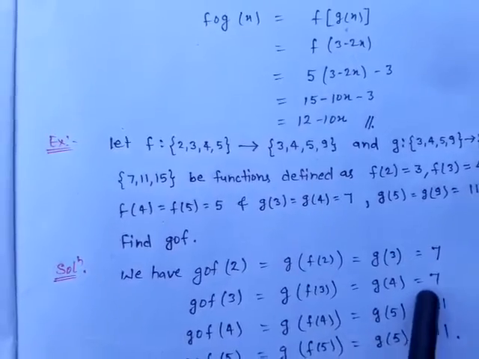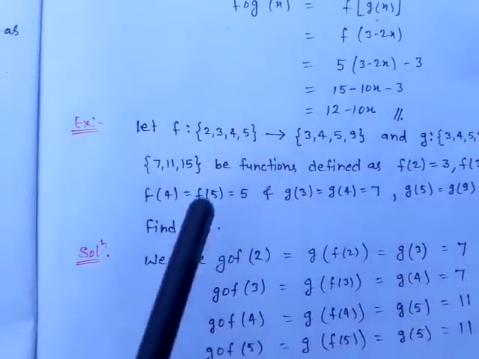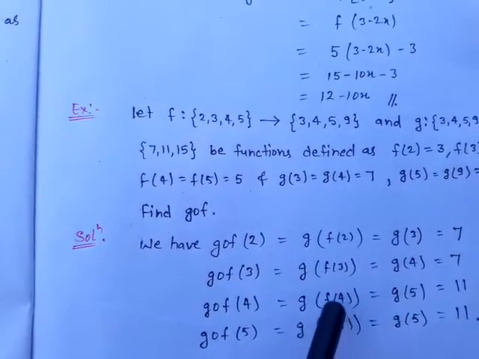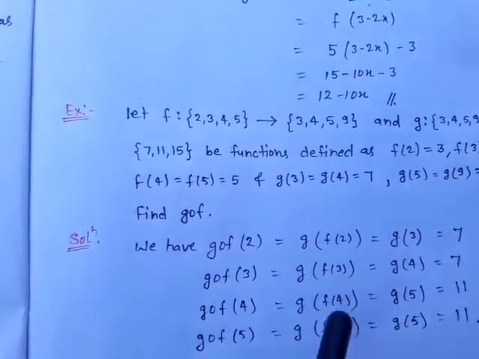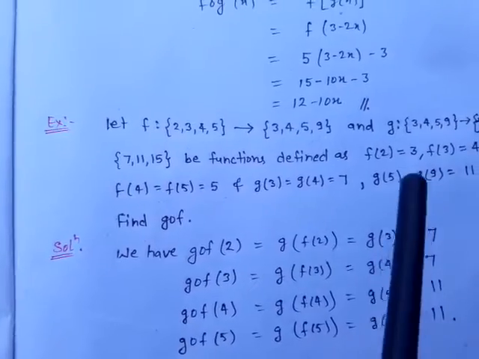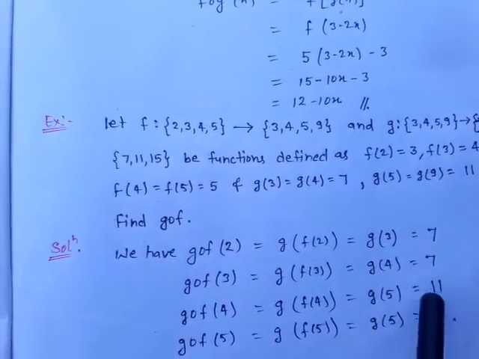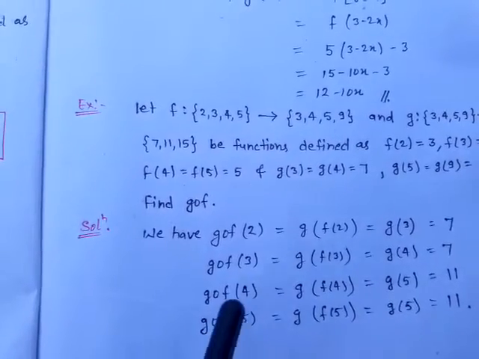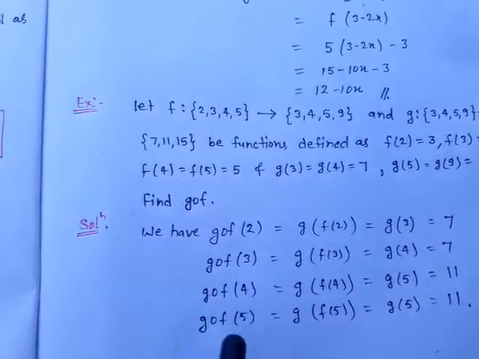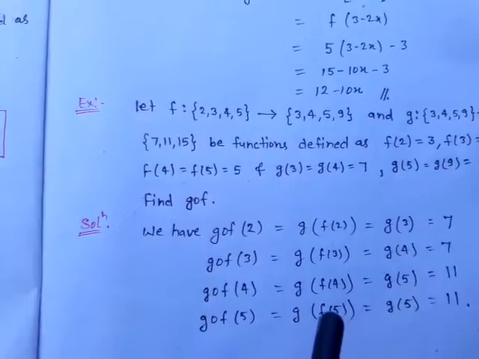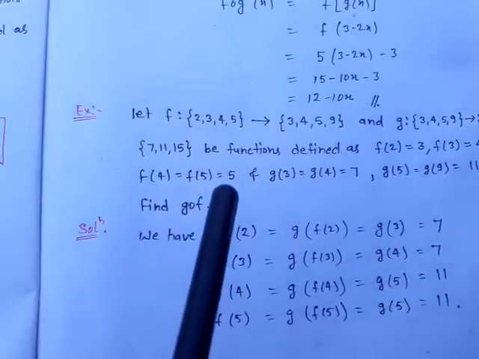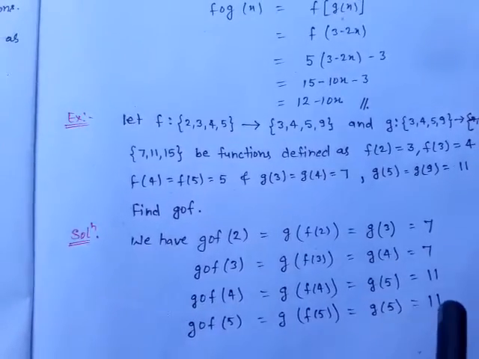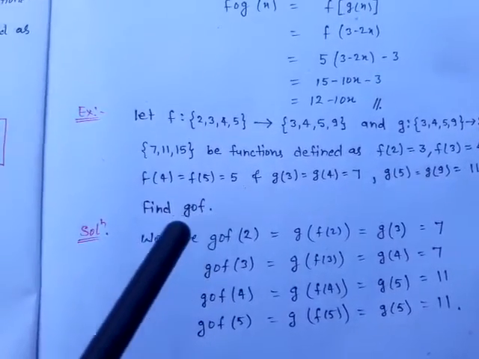So it is 7. Now the third element is 4. It is written as g(f(4)). The value of f(4) is 5, so g(5). The value of g(5) is given as 11. So g(f(4)) is 11. Now the last, g(f(5)). The last element is 5. The value of f(5) is given as 5. Now g(5), and the value of g(5) is 11. So it is 11. This is g∘f.